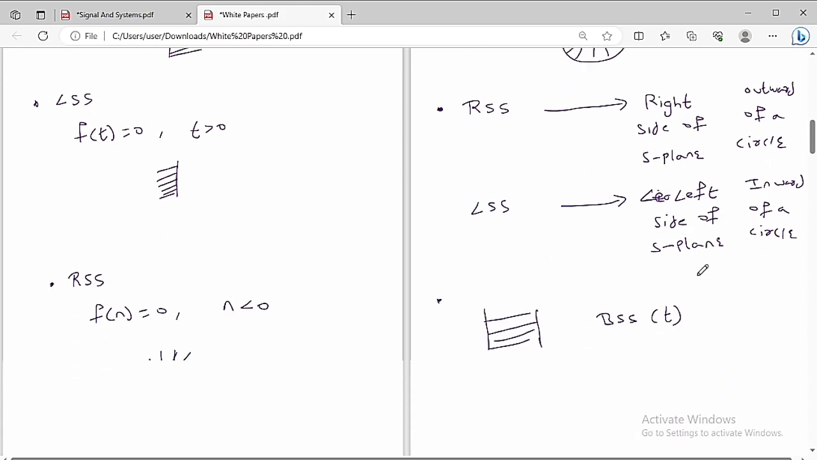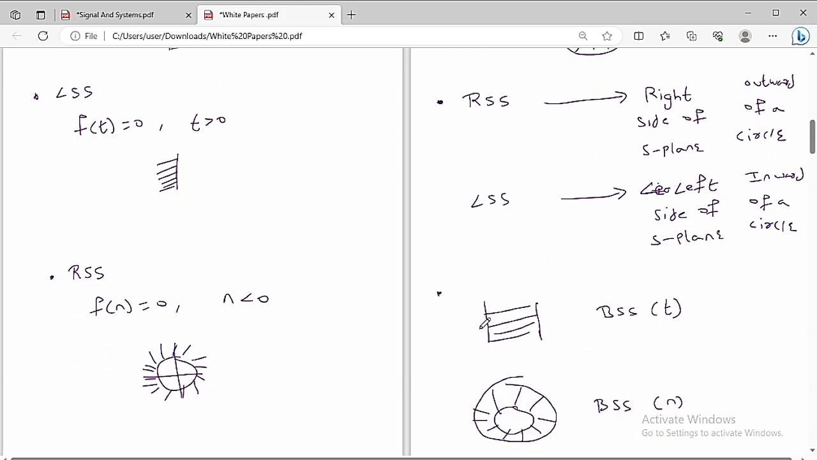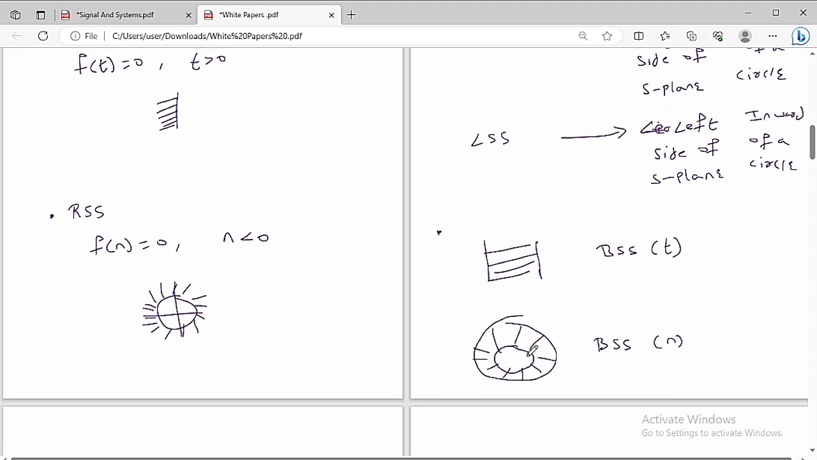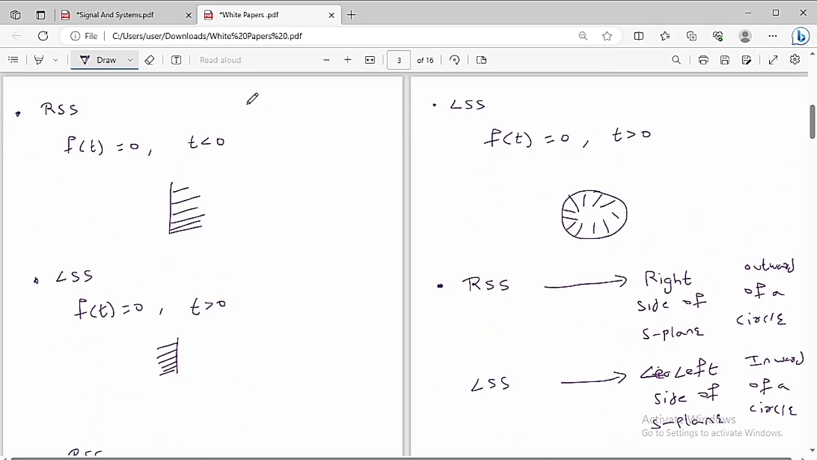Same thing I have concluded. If the ROC lies between two strips, we say it is a both-sided signal in the time domain. And if the ROC lies between the two circles, then we can say it is a both-sided signal in the discrete time domain. So these things you always have to keep in your mind.